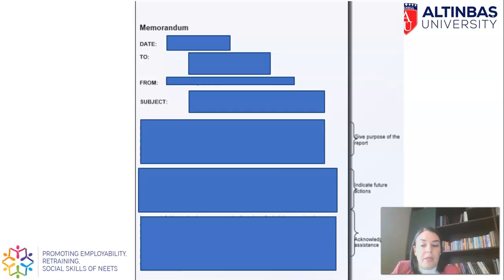So here in these slides, we are going to see how the format would look. When we are writing a memo, we should be writing the date, to whom we are writing, from whom, and the subject of the memo. Then in the first paragraph, the purpose of the report should be mentioned. The second paragraph should indicate the future actions, and the last one should acknowledge any assistance.